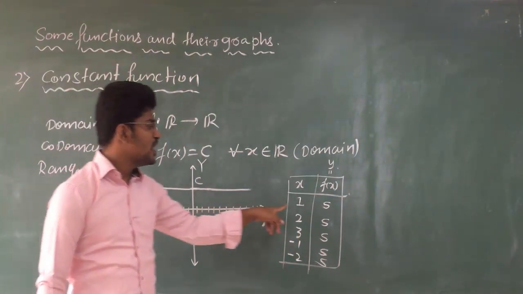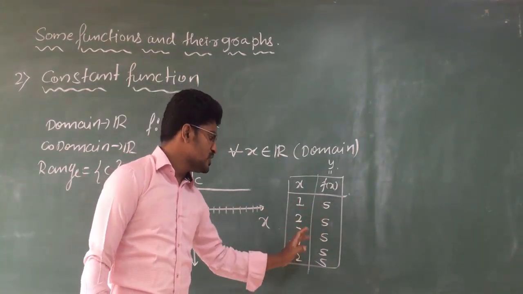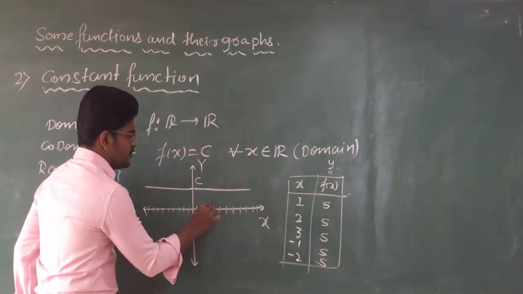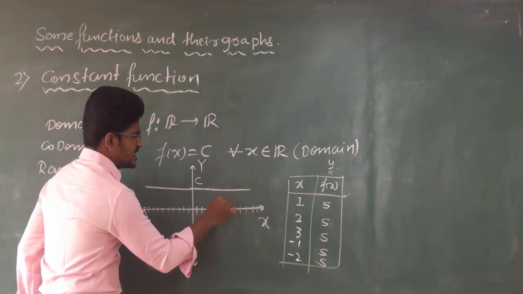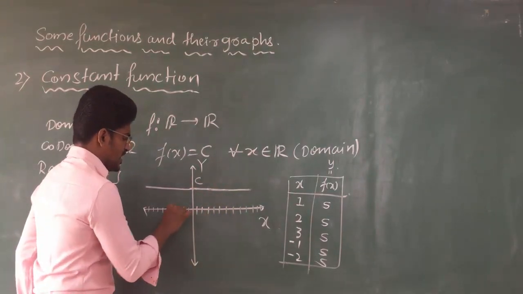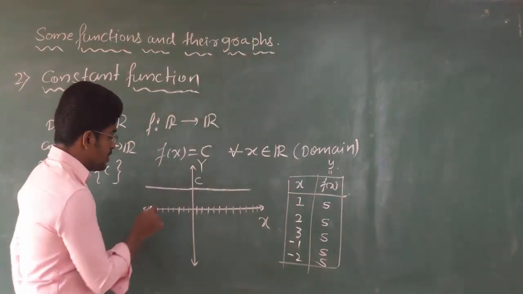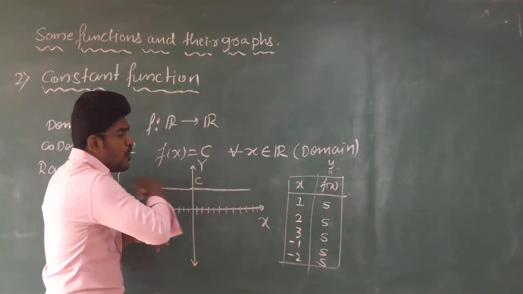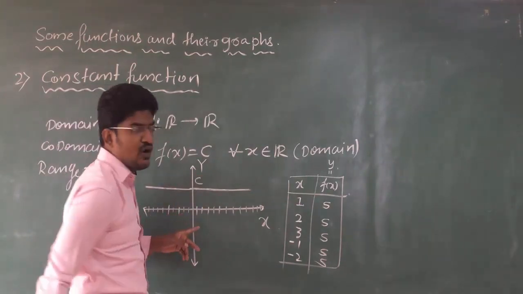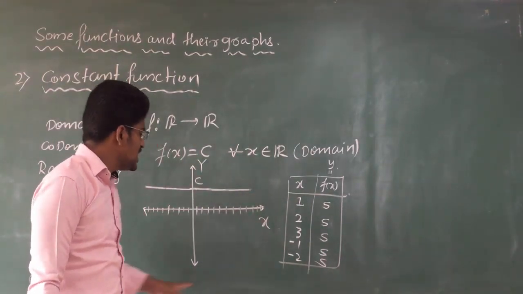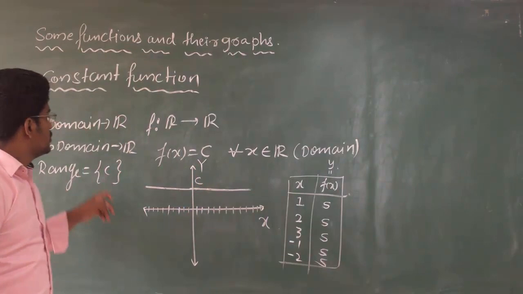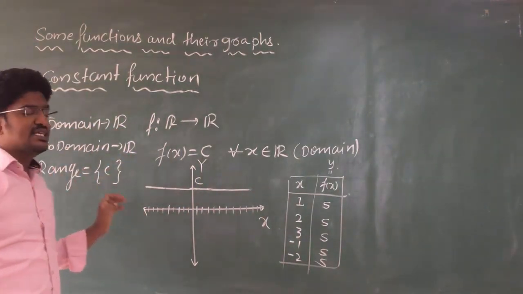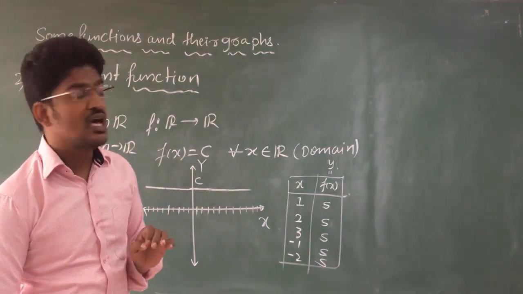Clear? For 1, 5, for 2, 5, for 3, 5. For 6, the same 5. For -3, the same 5. For -4, the same 5. Then you join all the points. The graph looks like this. Clear? So the domain will be R, codomain will be R, range will be the singleton set C for the constant function.